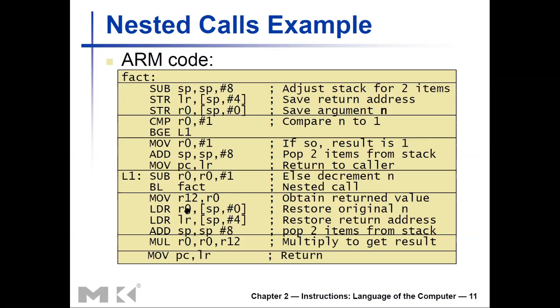This one we are using to restore the original value N. So we are loading R0 with the original argument N, and then LR also you have to get back from the stack. And now since we are done with loading these two values into the original registers, we can release the stack space by popping. We call this releasing the stack. We call it popping as well.